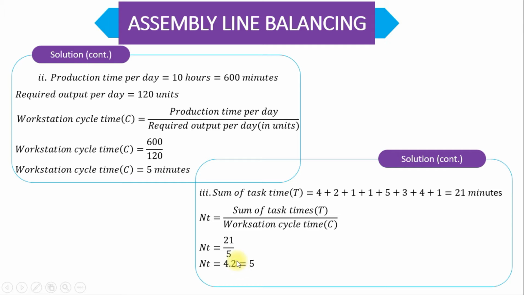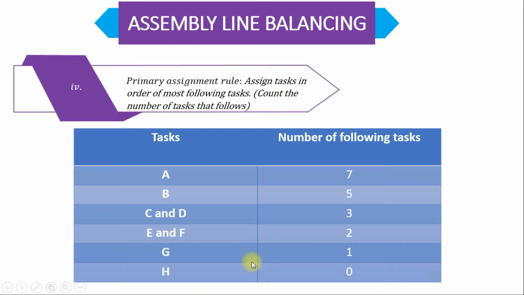Like we said, when you get a decimal, round it up to the next highest integer. We can't say you have 4.2 workstations; it's not practical. So we round up and we get 5 workstations. It doesn't mean that this is the number of workstations that can satisfy the workstation cycle time constraint. It might be more than that, so that is why we also call it theoretical. Let's move on.